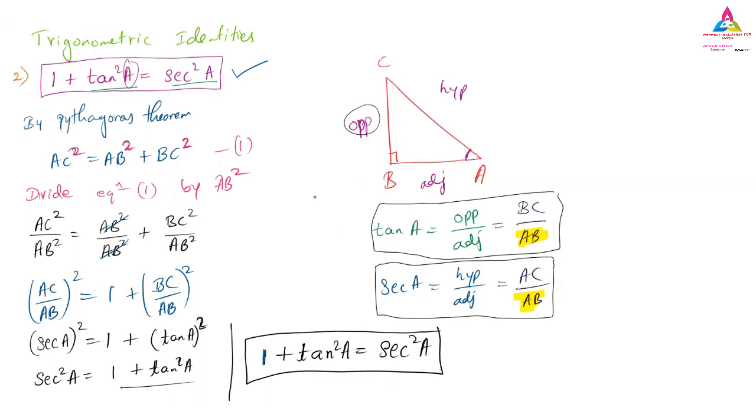Actually, the derivation is not important from your examination point of view, but remember how we got it, because if you forget the identity, you can derive it by yourself. Okay, I will move on to the third one.